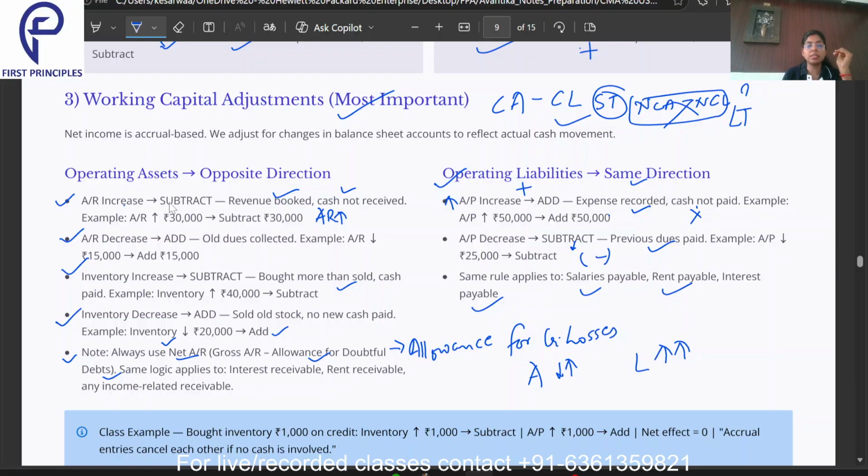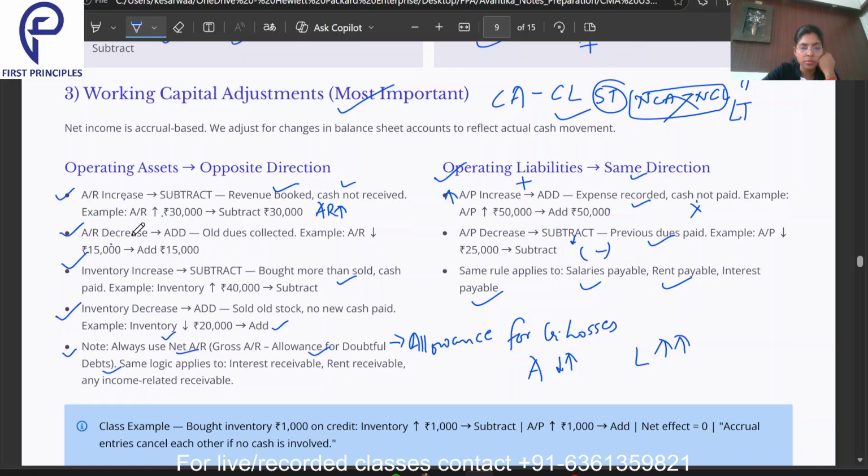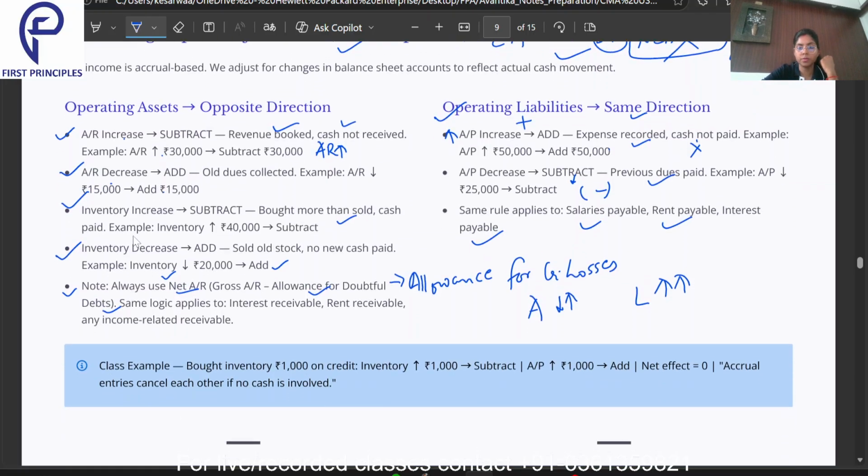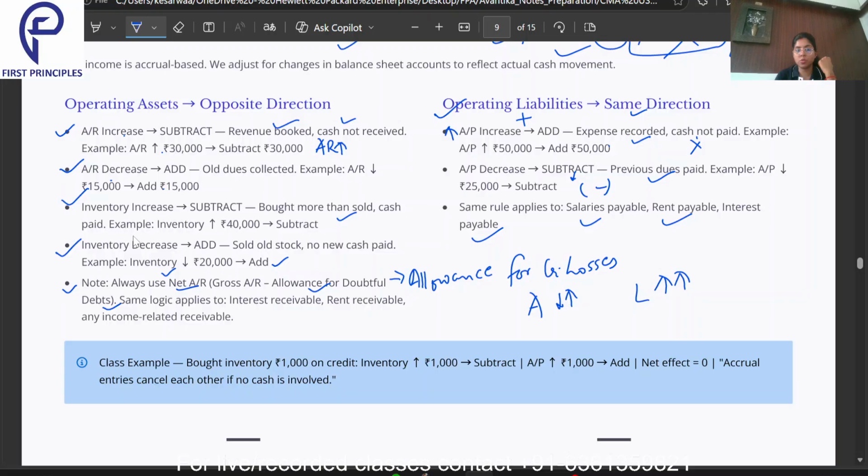Accounts receivable increase, that means we need to do what? We need to subtract. Now accounts receivable decrease, we need to do what? We need to add. Okay, that's what it is all about. Because see, increasing is subtracting, decreasing is adding, increasing, subtracting, decreasing, adding. So just to make this clear, I'll just mention it over here.